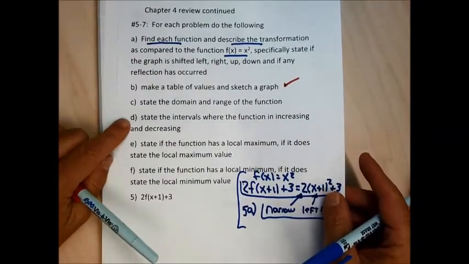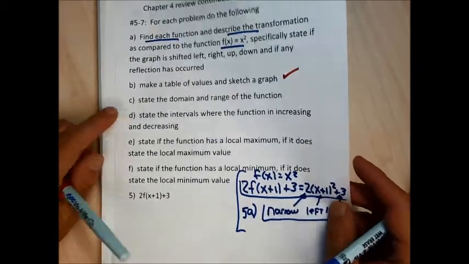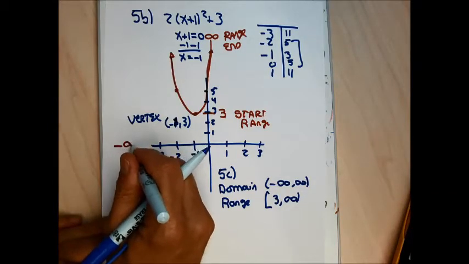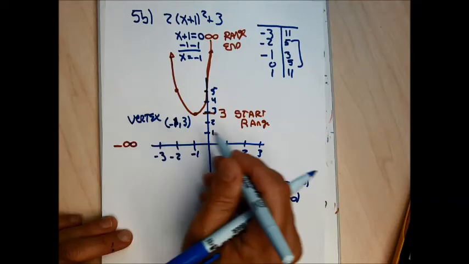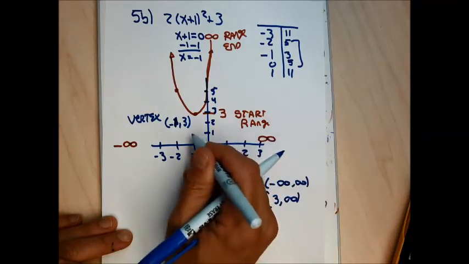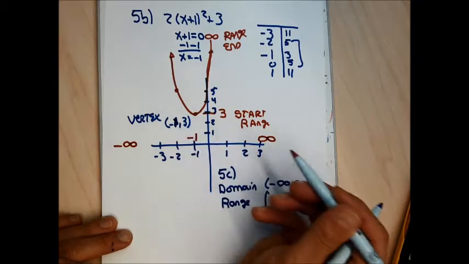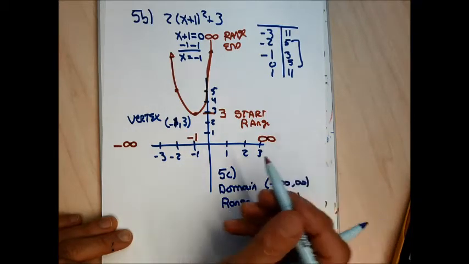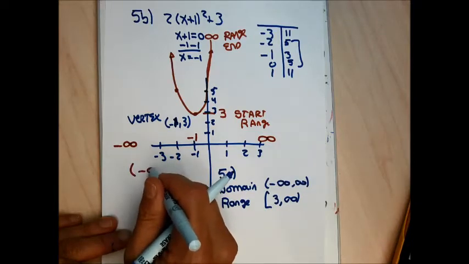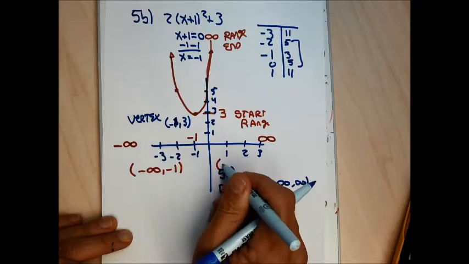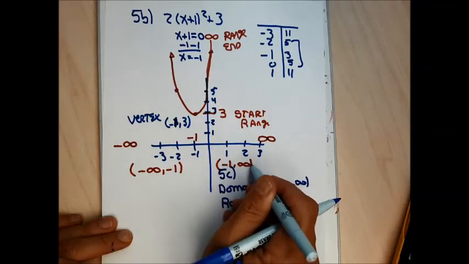Part D wants me to state the intervals where the graph is increasing and decreasing. To do the intervals where the graph is increasing and decreasing, you put negative infinity on the far left edge of the x-axis, positive infinity on the far right of the edge of the x-axis, and the x-coordinate of the vertex, or the turning point, or the minimum point, also on the x-axis. And I create intervals with only round parentheses. I'm going to make an interval of negative infinity to -1, and an interval of -1 to infinity.